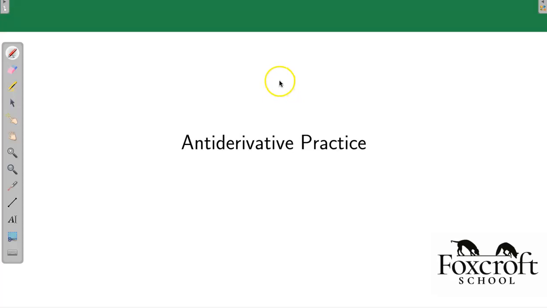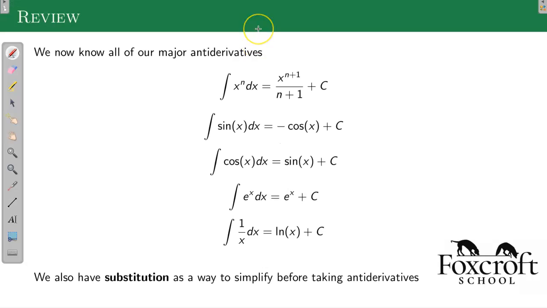In this video, we're just going to practice some more antiderivatives. Now we know pretty much all of our major antiderivative rules we need. We have the reverse power rule. We can go backwards from our trig functions, go backwards from exponentials, and now we can hit that one weird thing that we couldn't do before.